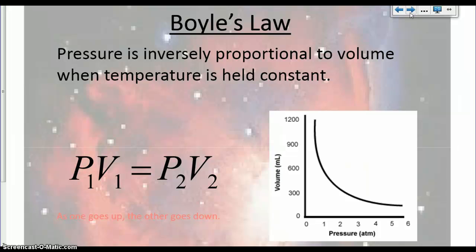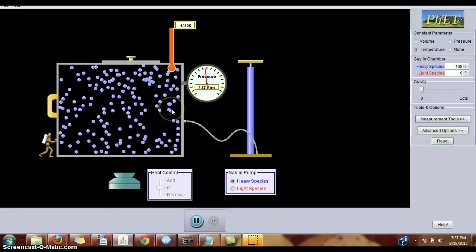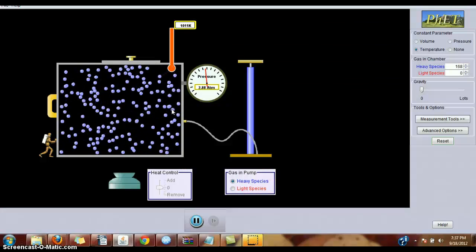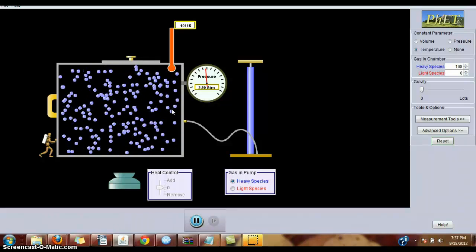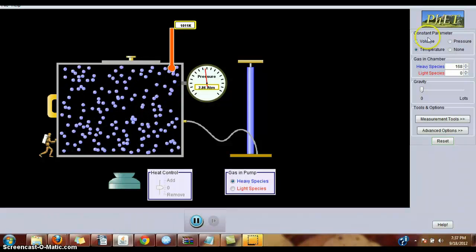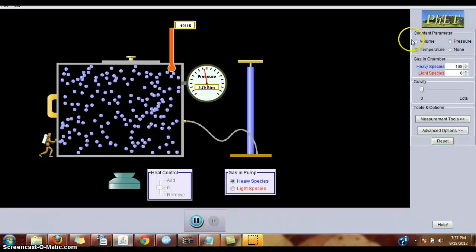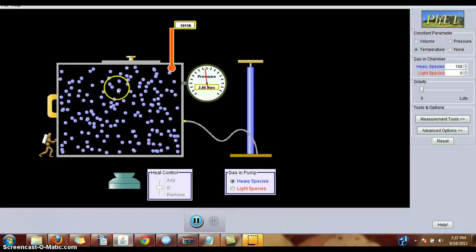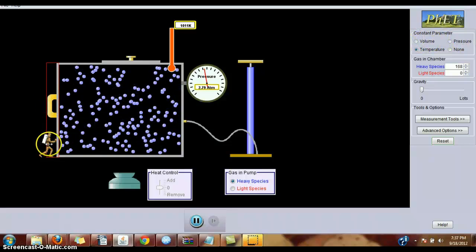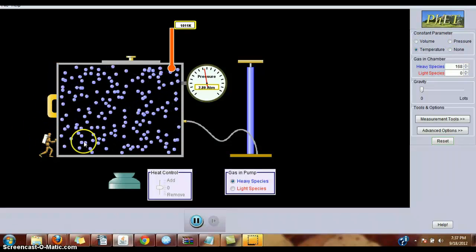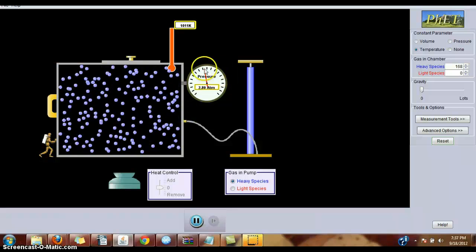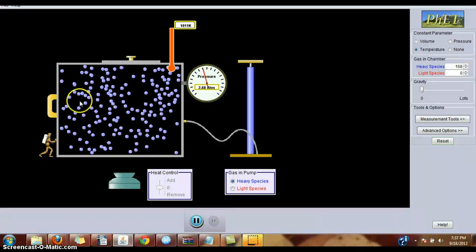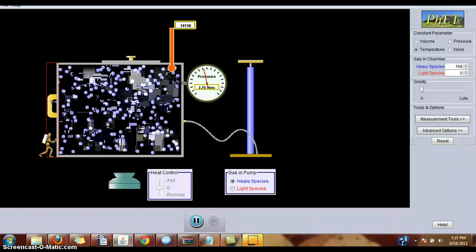Pressure 1 and volume 1. Pressure is in atmospheres. Volume can be in either milliliters or liters. Here we see a molecular view of some gas molecules, and we're going to hold temperature constant so we can evaluate Boyle's Law, pressure and volume. You see this little scuba man over here; he controls the volume of the box, making it bigger and smaller, and here's our pressure gauge in atmospheres. Those are the things I want you to pay attention to.